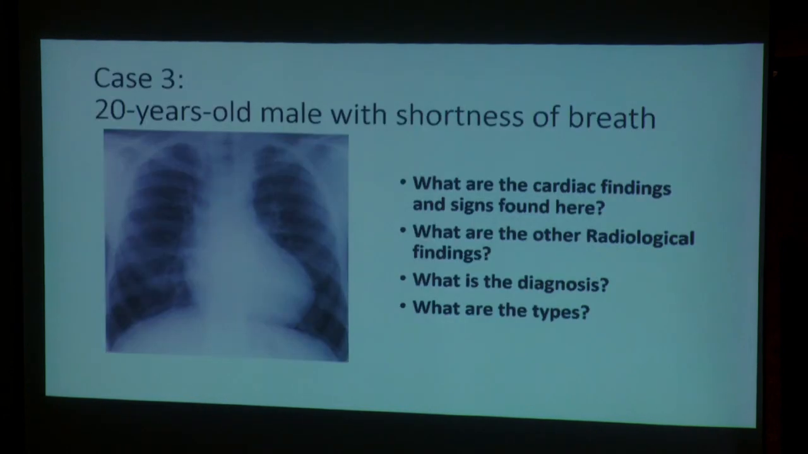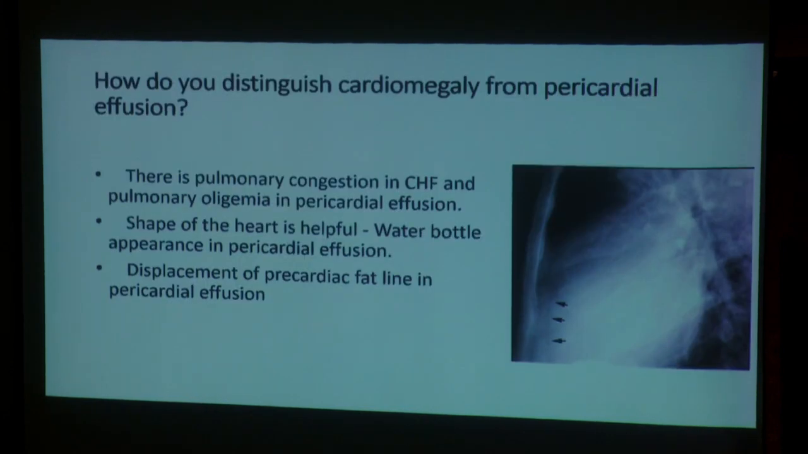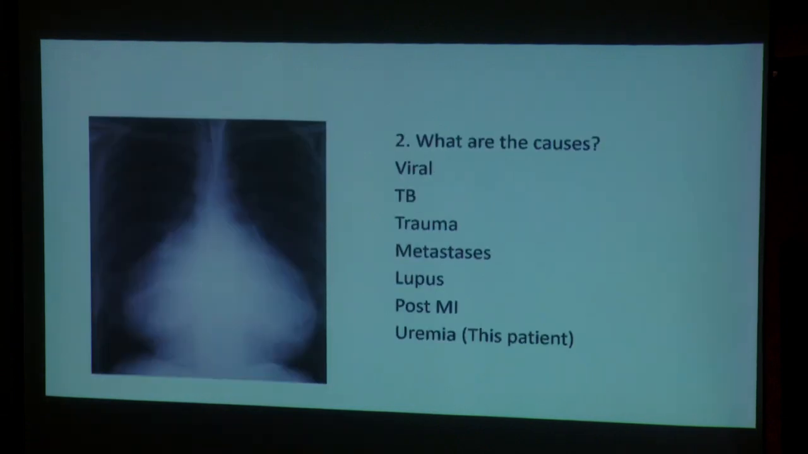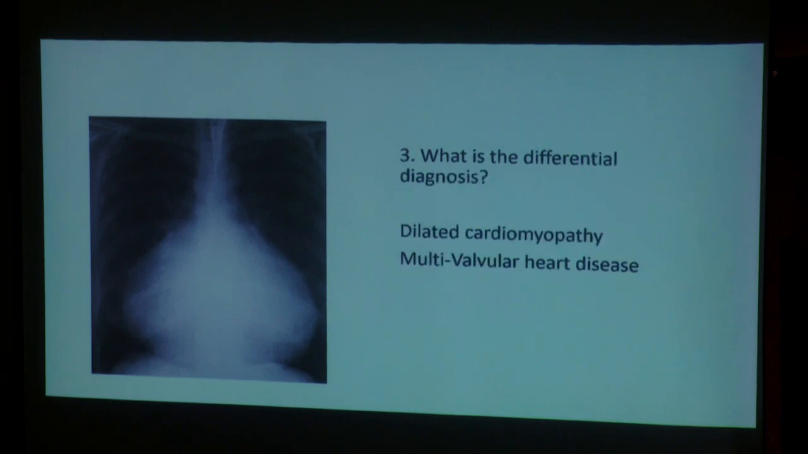And what are the causes for pericardial effusion? Common ones would be post-viral, tuberculosis, trauma, metastases, lupus, post-MI, and uremia. This was a case of uremic pericarditis with pericardial effusion.